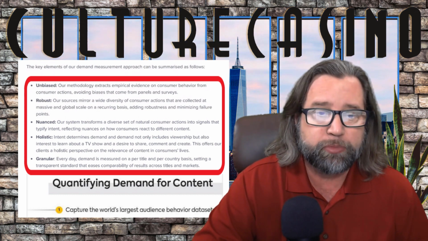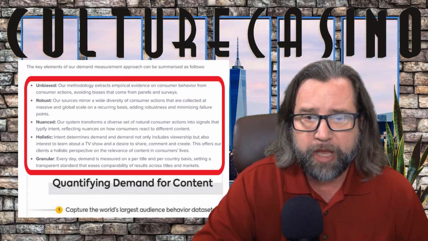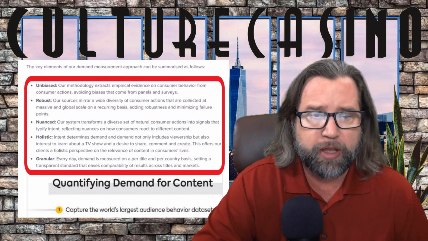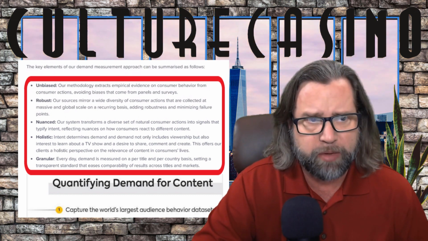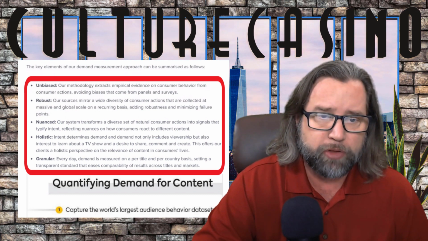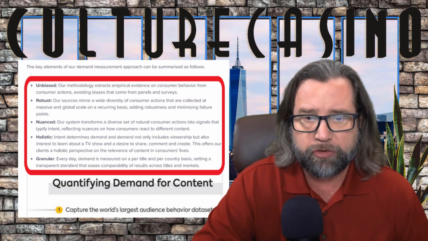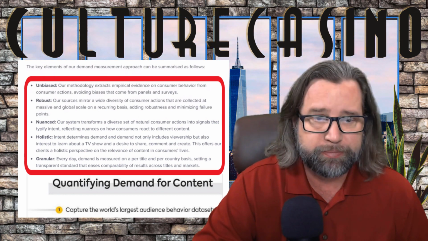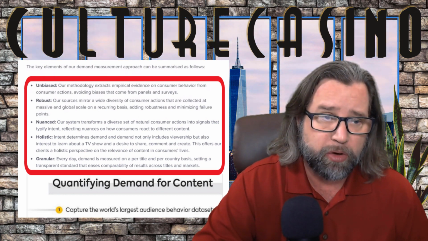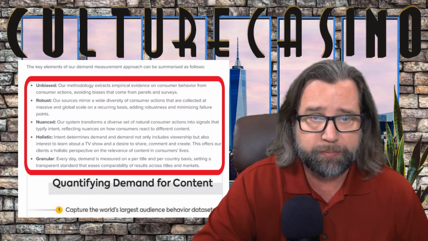Nuanced. Our system transforms a diverse set of natural consumer actions into signals that typify intent, so they're trying to measure intent, reflecting nuances on how consumers react to different content. If that were true, we wouldn't be getting all the agenda-driven programming that we're getting.